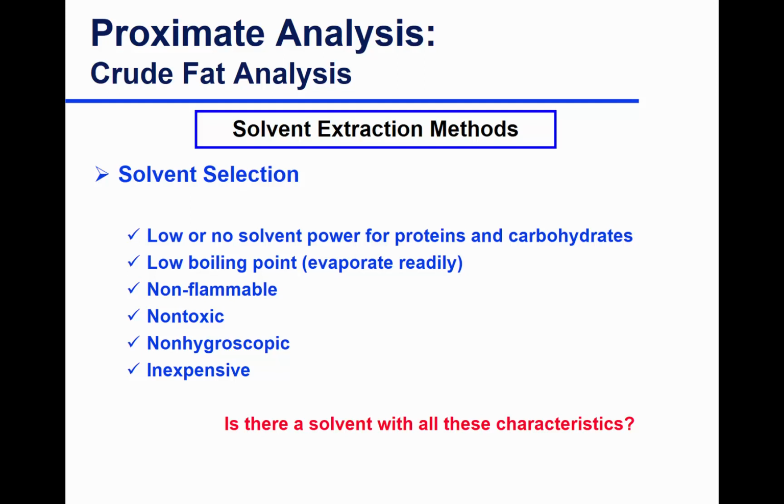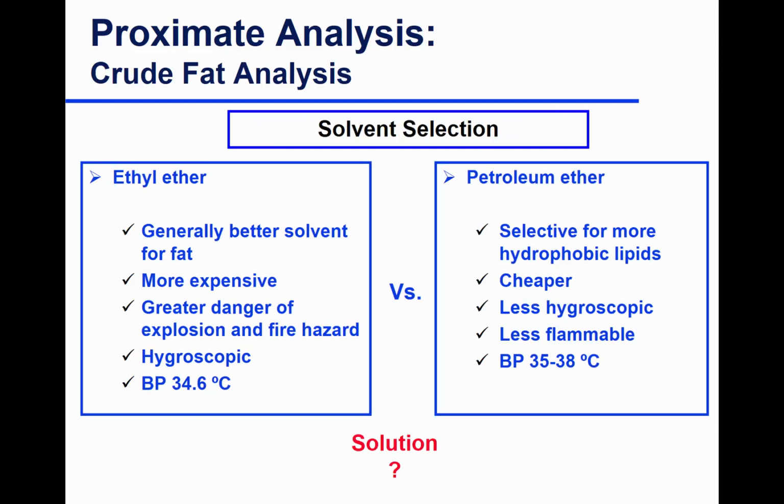And you want it to be inexpensive, because you will be using a lot of it, especially in Soxhlet. You saw that you had to put 350 milliliters per one sample. Is there a solvent with all these characteristics? No, there isn't. So oftentimes we do a combination of solvents if we can afford it.